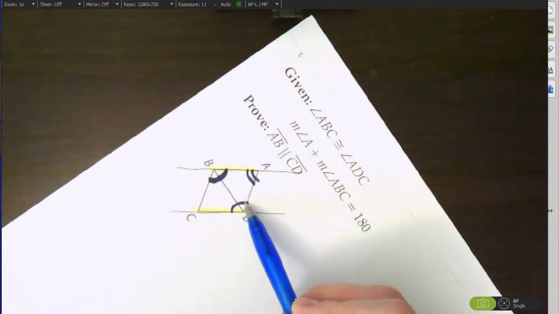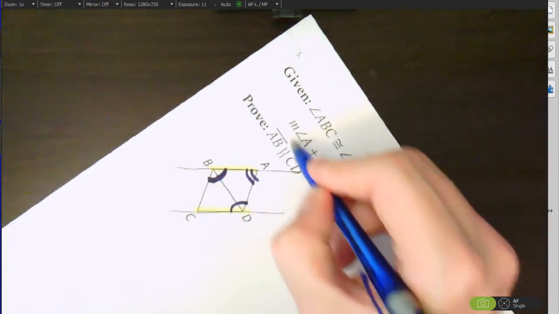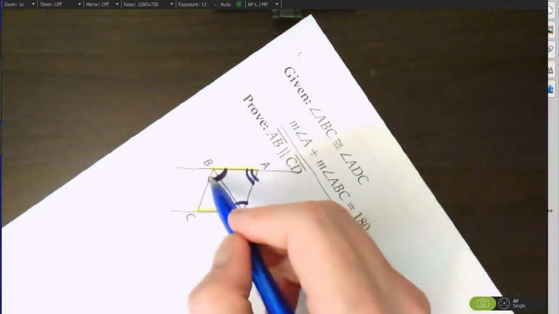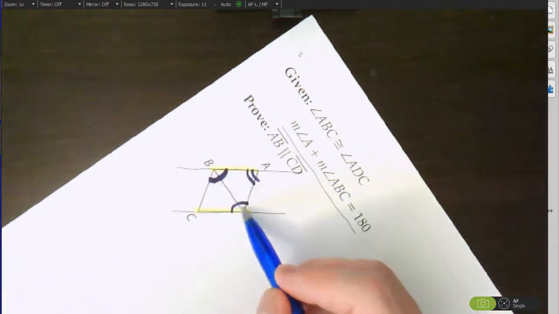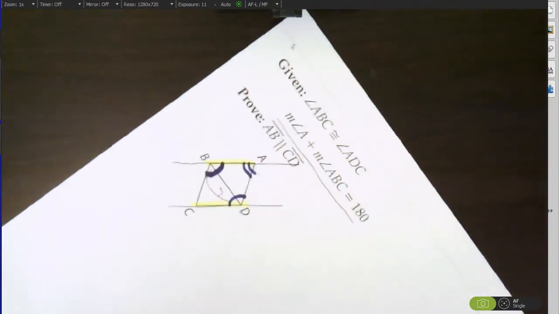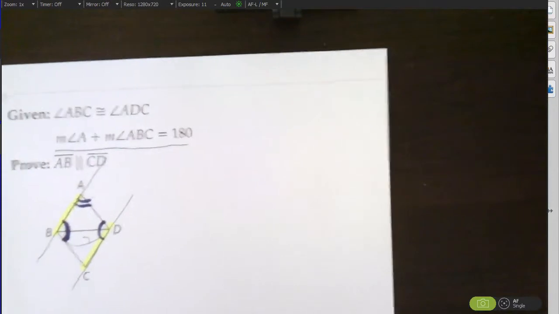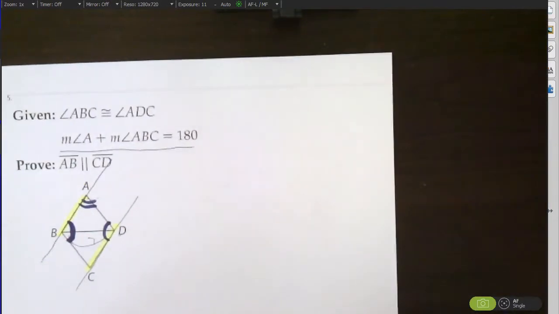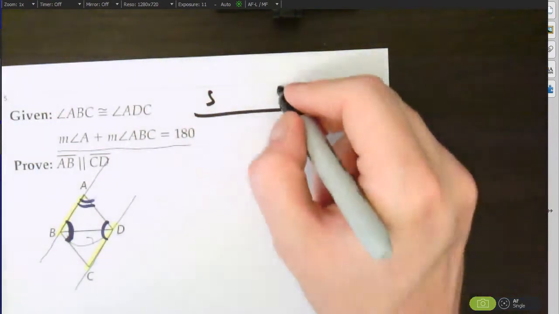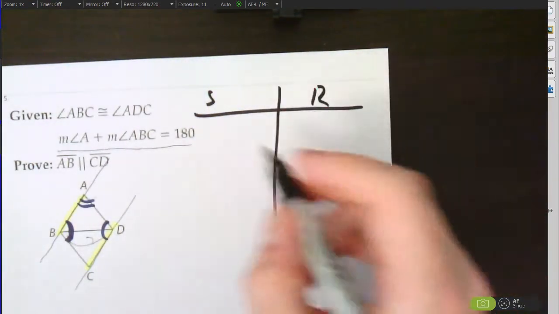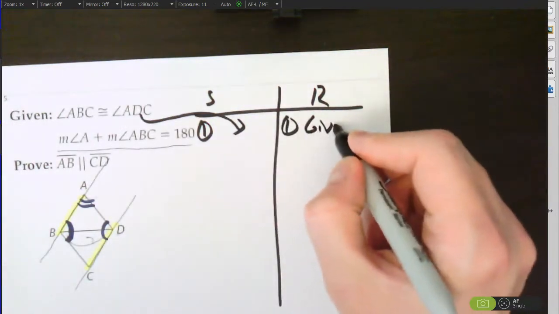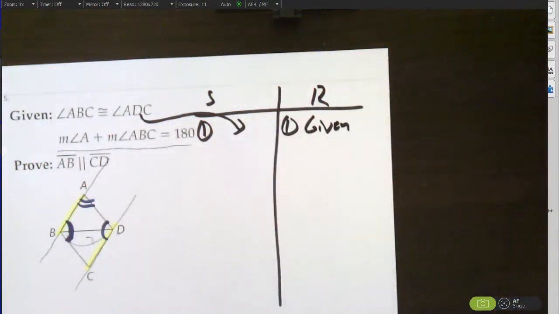Well, I already have a pair of angles that are supplementary. I know A and this guy are supplementary. But hey, I also know these two guys are equal, so I can replace this angle with this one. So that's going to be the hard part, is communicating all that. So again, starting off with the given. Okay. Now here's the next step.